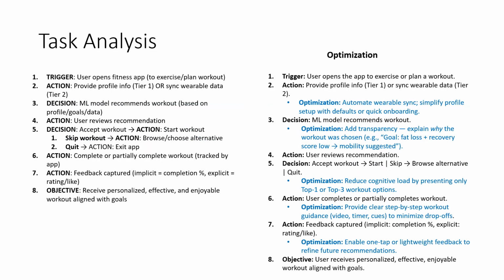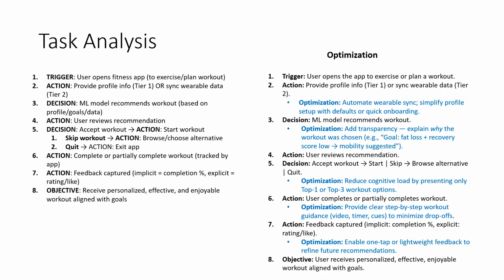These are certain steps which the user would perform on a daily basis, which is user opens a fitness app to exercise or plan workout. The action is they provide profile information or sync variable data automatically. The decision here is the ML model recommends the workout based on their profile goals and data. User then reviews those recommendations. The decision for the user is either to accept workout, skip workout, or quit workout.